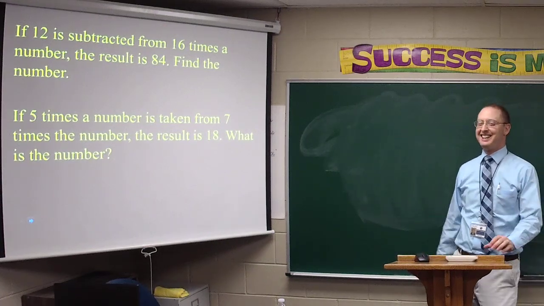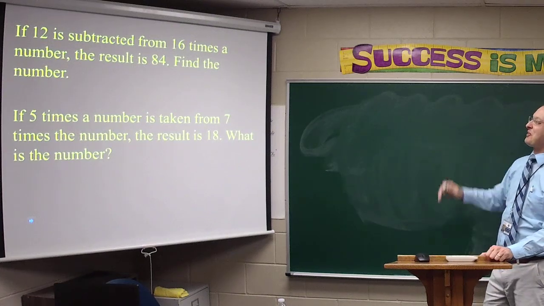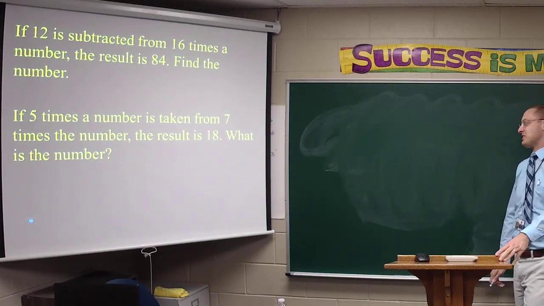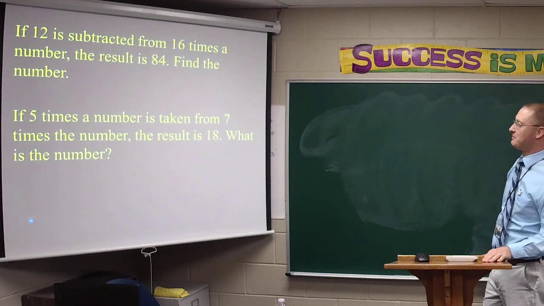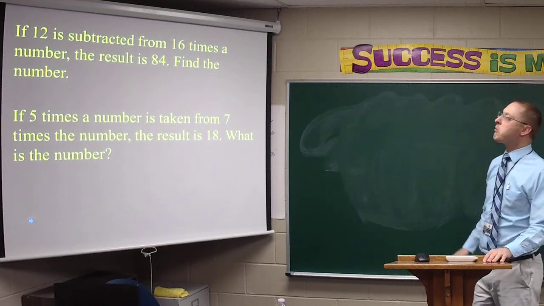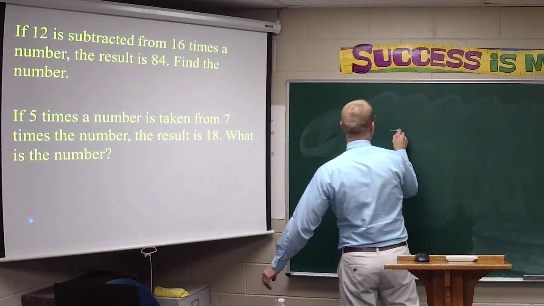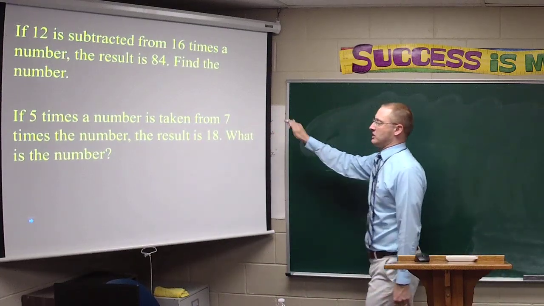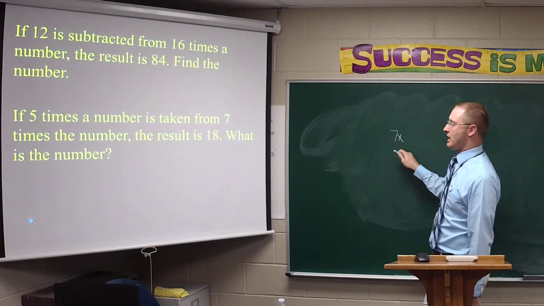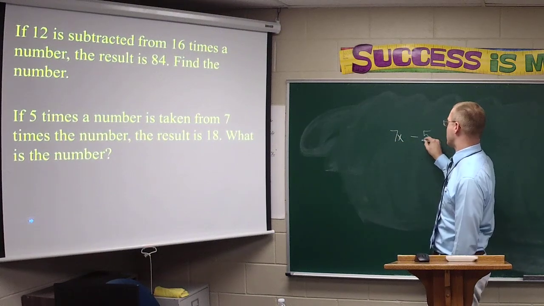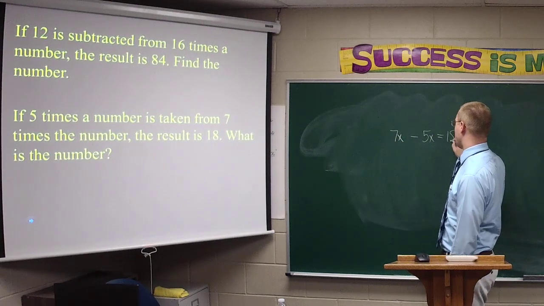Michael, what's your equation? If 5 times the number is taken from 7 times the number, the result is 18. I did 2x equals 18. Okay, you condensed a little. What's the initial equation, though? 7x minus 5x equals 18. Right, from 7 times the number, so start with the 7x, take or subtract 5 times the number. The result is or equals 18.